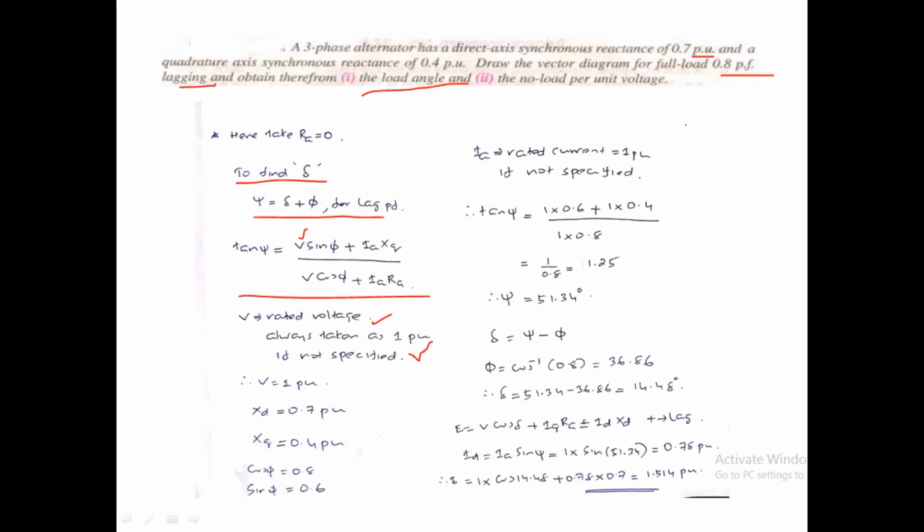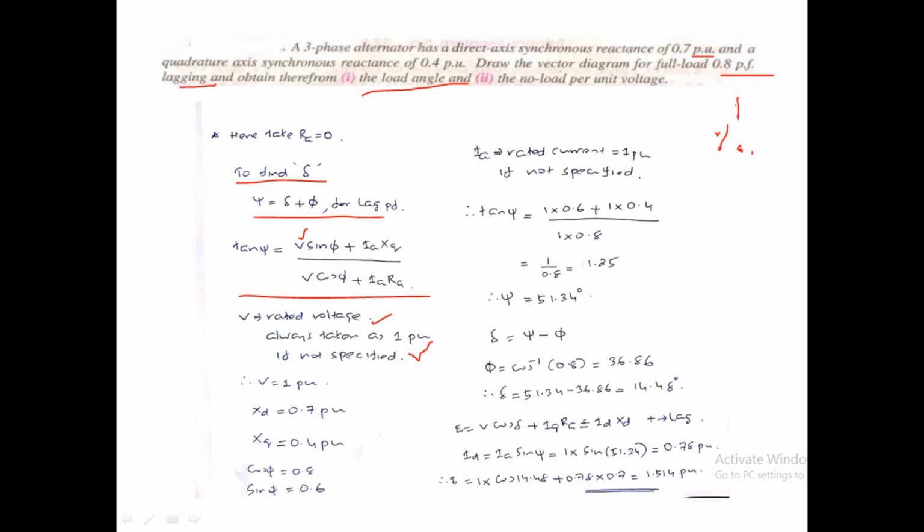Otherwise it will be in per unit. So if it is given in per unit, you take it as such. Now they can also be given in percentage. That means if the synchronous reactance is 40% or 35% like that, then how can you convert it?